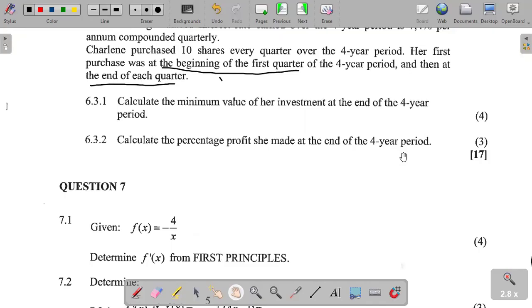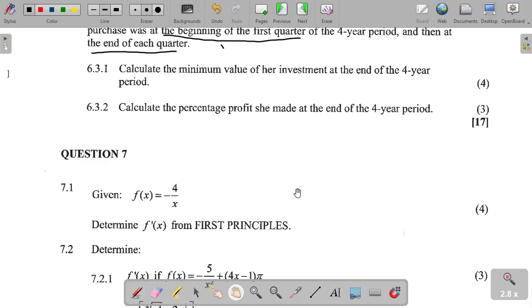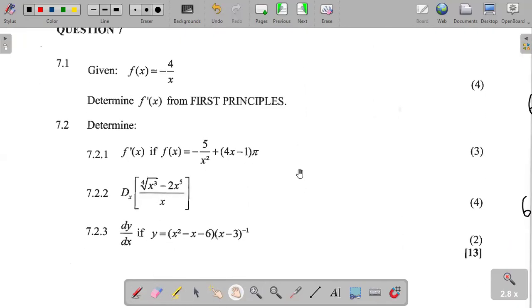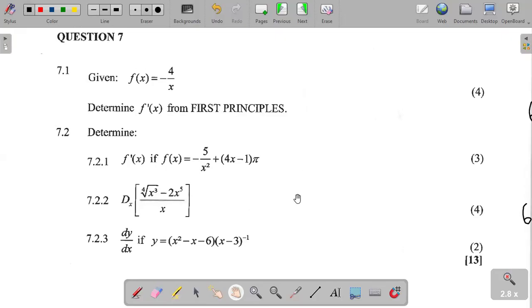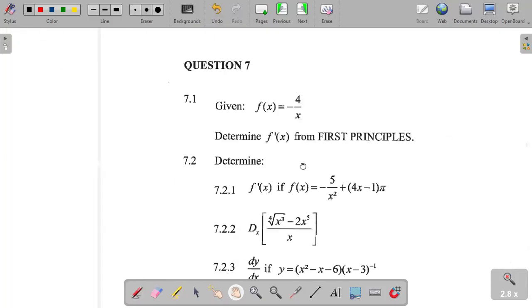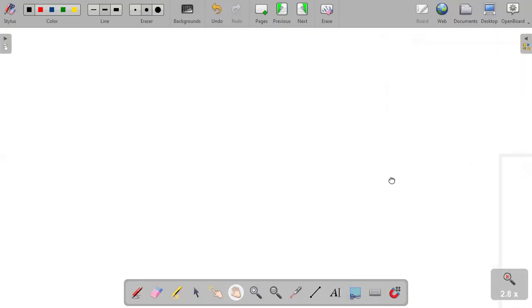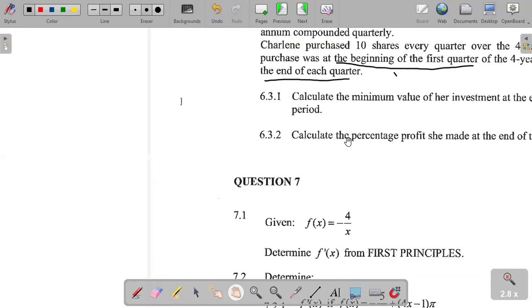Okay, that was the end of question 6. So question 7 is right here. Question 7 is not on the next page, it is over here. They say given f of x equals to negative 4 over x, determine f prime of x from first principles. So isn't it from first principles we have to find f of x plus h? That's 7.1.